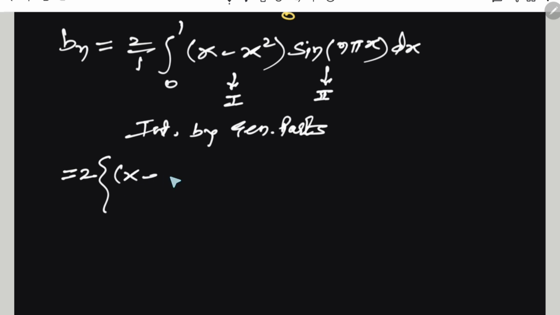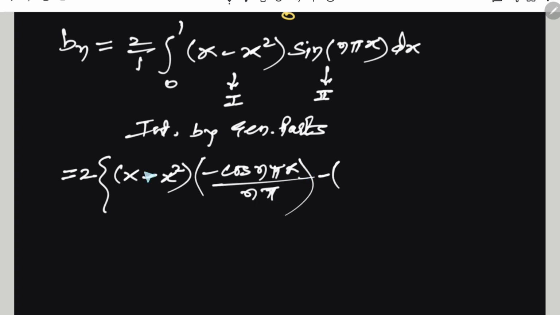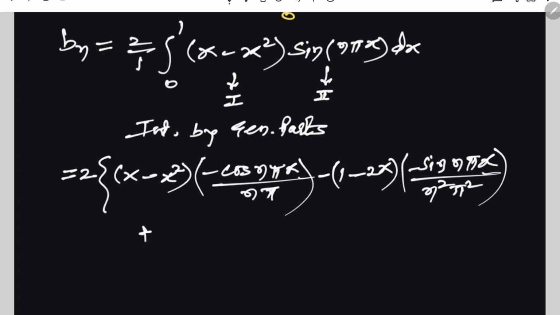First term x minus x square, integration of sine is minus cos n pi x divided by n pi, then minus the derivative of that first term, which is 1 minus 2x, times the integration of cos, which is sine, with that minus sign, minus sine n pi x divided by n square pi square.